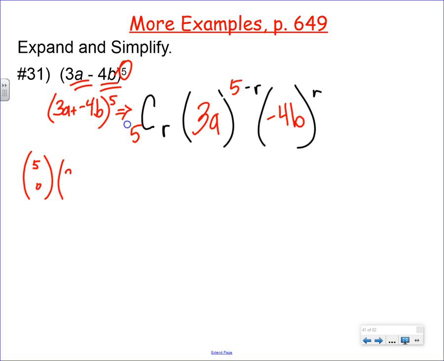Then we could do, wait a minute, 3a is going to start off for what power? Careful. It starts off at the highest. R starts off at 0, so 5 minus 0 would be 5. What does negative 4b start off with? So can I just not write them? Is that okay?